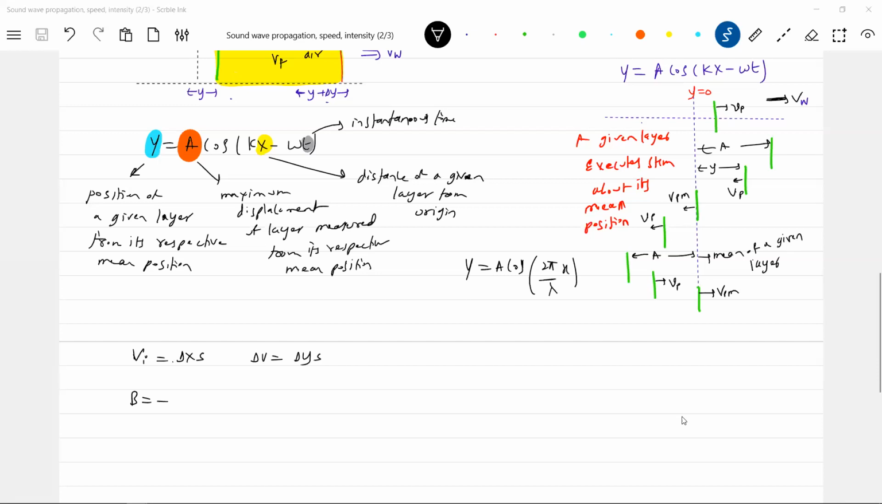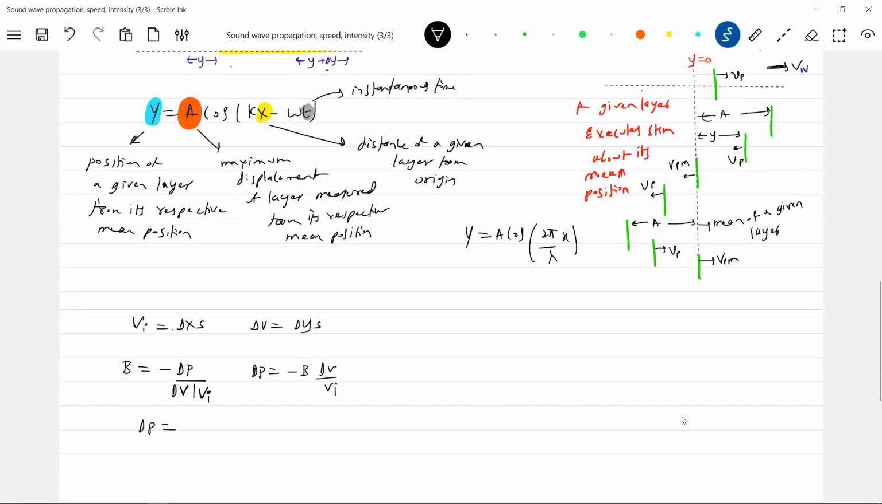I'll continue. Okay, let's go for the bulk modulus concept: delta P by delta V by V. How do you define the bulk modulus? The normal pressure by the fractional change in volume. So therefore, this delta P, I can write as minus B into delta V by Vi.